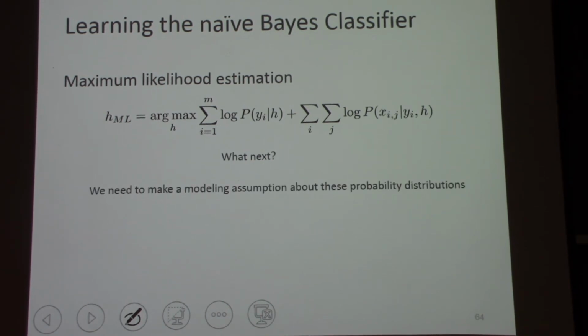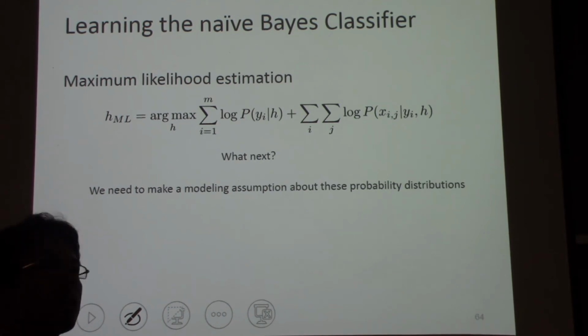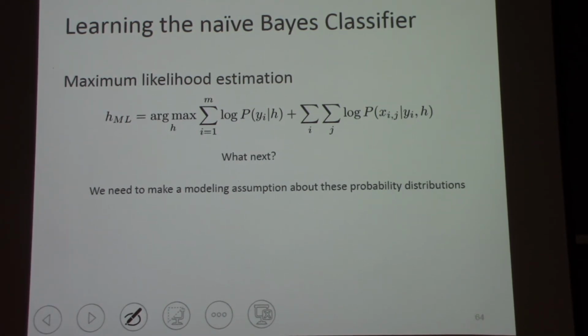So far, I'm just talking about these vague probability distributions. I have made no assumptions that these distributions have a certain functional form. I've made no assumptions that they are Bernoulli or binomial or anything. So let's make that assumption now. But this group of classifiers are all called naive Bayes, independent of what assumption you make about the probability distribution here.